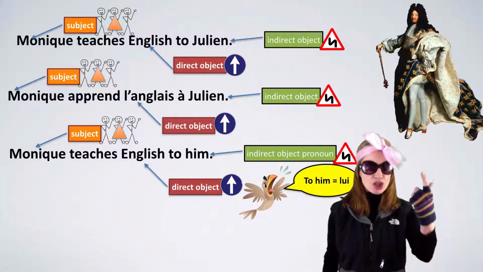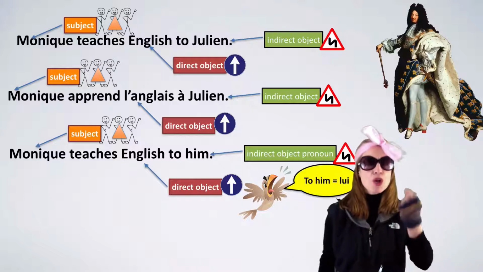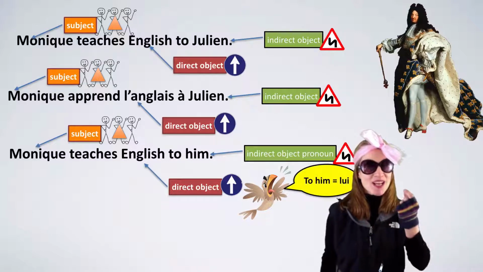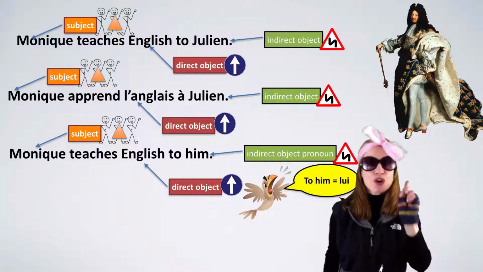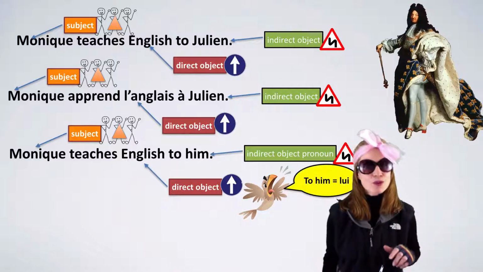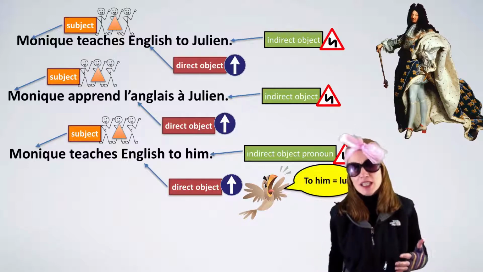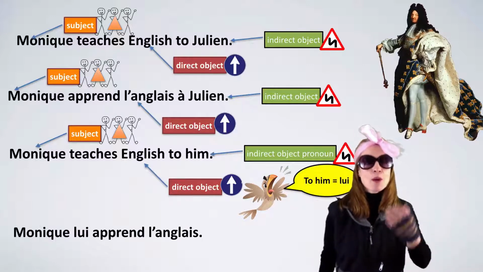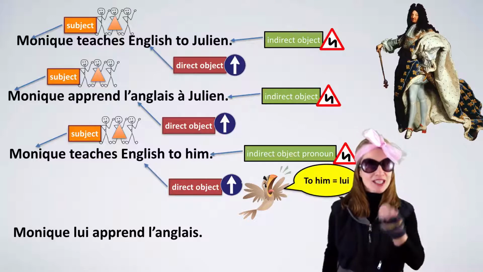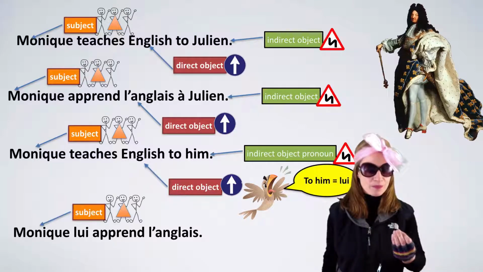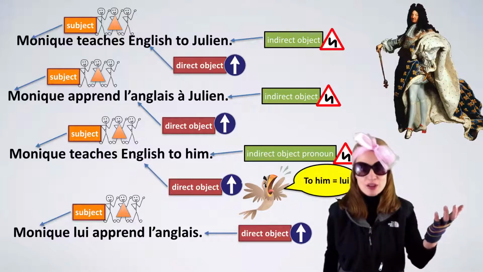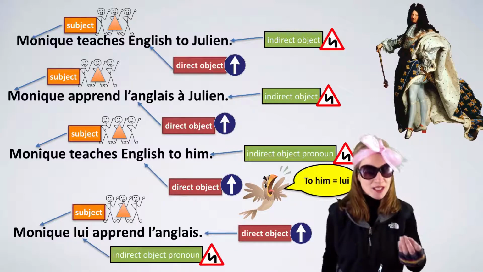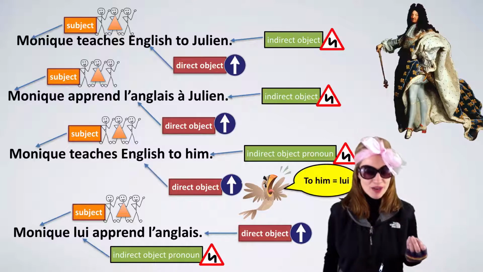Think of Louis XIV. To Louis XIV. Lui means to him. And just as sometimes we say teaches him and it's one word, it's always just one word in French. You could say à lui, but it sounds a bit clunky. The French tend to use lui. Monique lui apprend l'anglais. It goes before the verb. So subject is Monique, direct object is anglais, which now is coming at the end in French, and lui is the indirect object pronoun.